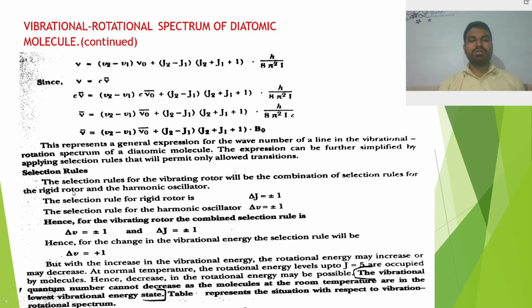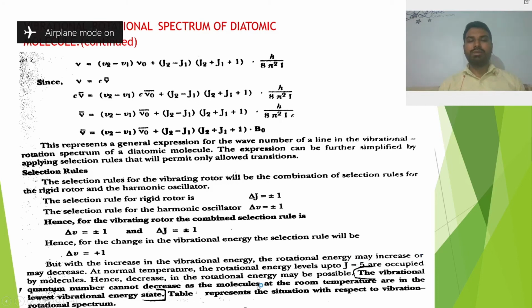Now, what are the selection rules? If we consider a rigid rotor performing simple harmonic motion, then delta J will be ±1 and delta ν will be ±1. But for the combined selection rule, for vibrational energy it will be plus 1, but with the increase in vibrational energy the rotational energy may increase or may decrease.